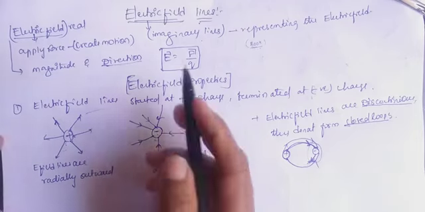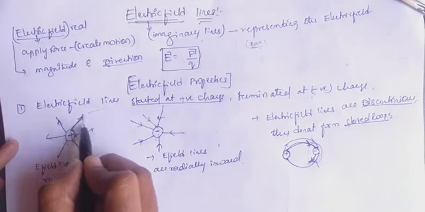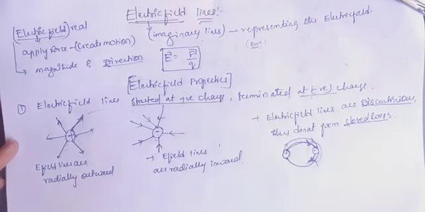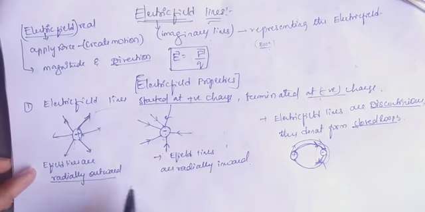And the electric field lines always start at the positive charge. They always start at the positive charge and terminate at the negative charge. So at the positive charge they are radially outward, at the negative charge they are radially inward.